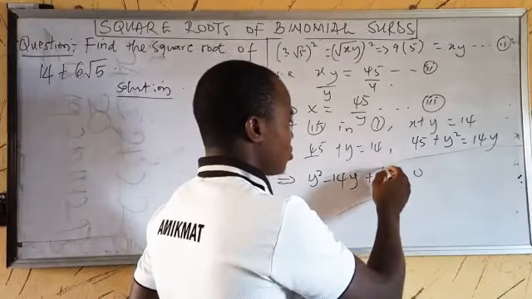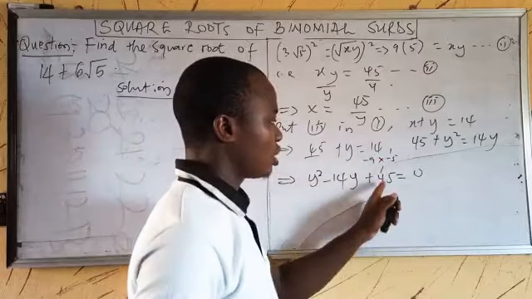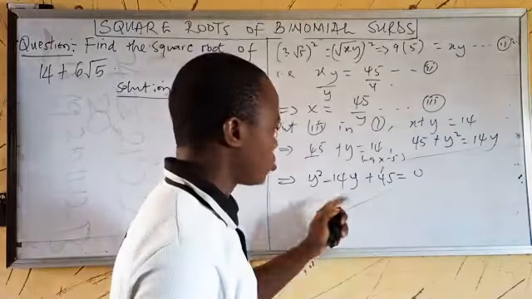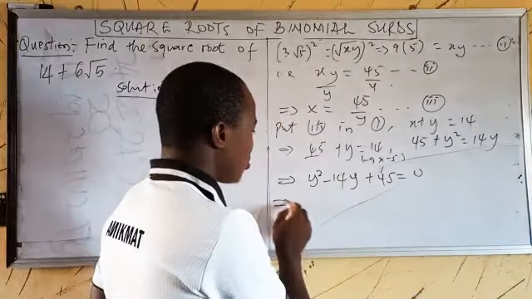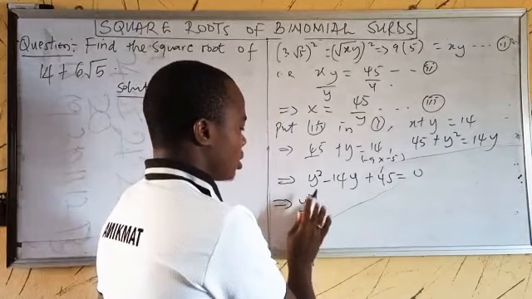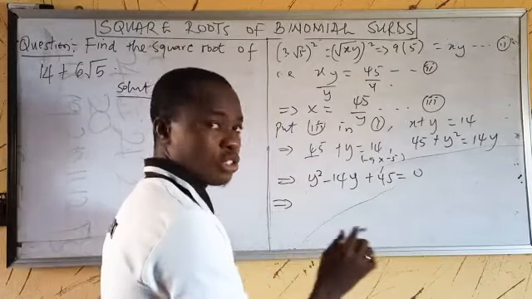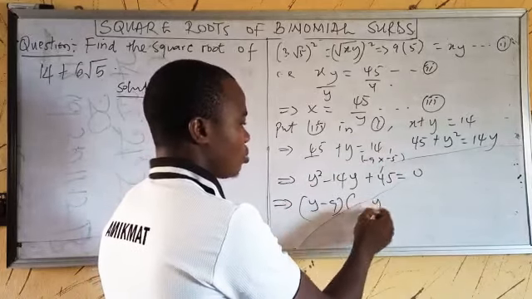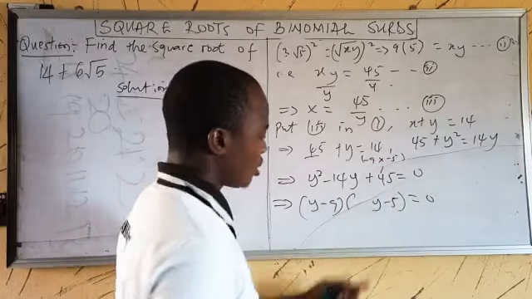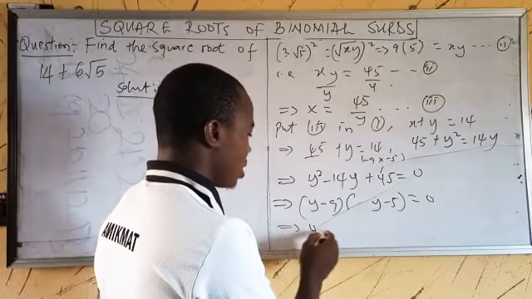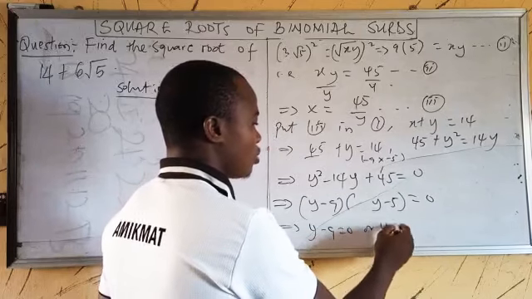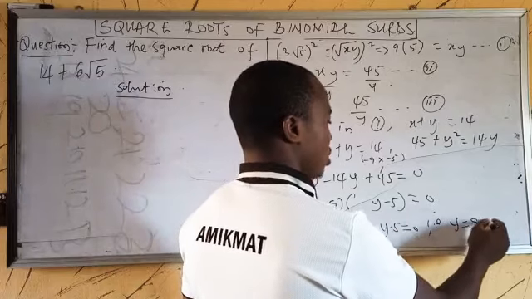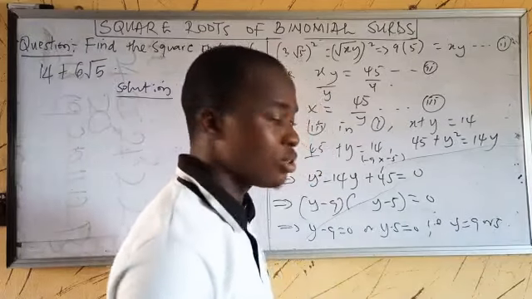Minus 9 times minus 5 gives us 45, and minus 9 plus minus 5 gives us minus 14y. So we factor this, in order not to waste much of our time: y minus 9 times y minus 5 equals 0. This could be y minus 9 equals 0 or y minus 5 equals 0, that is y equals 9 or 5. These are the two possible values of y.